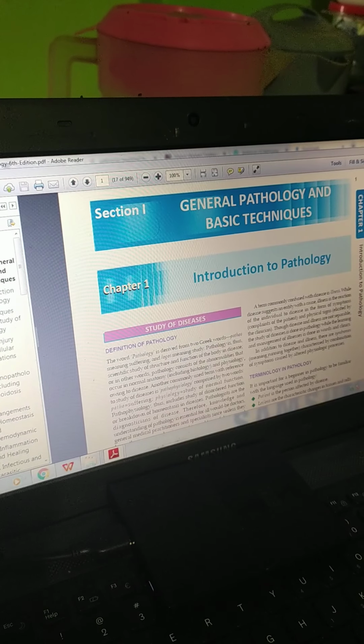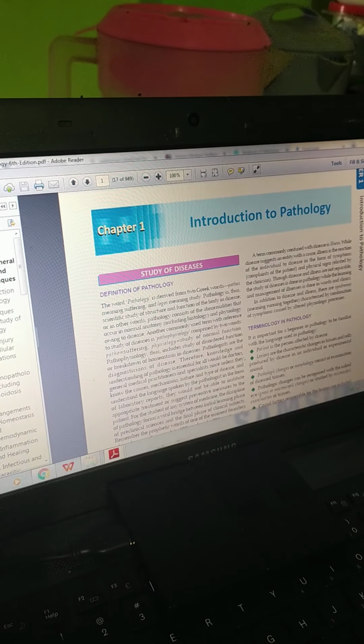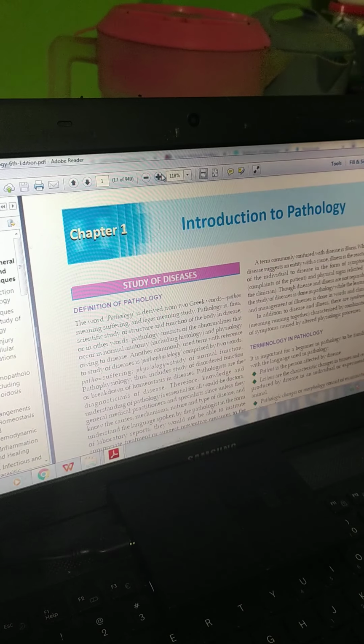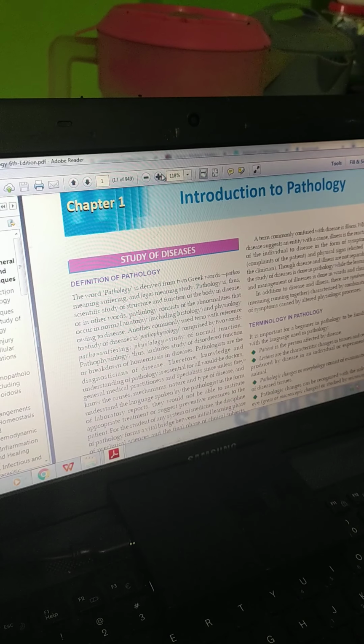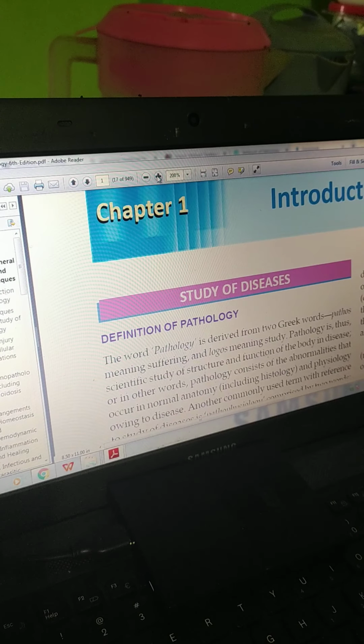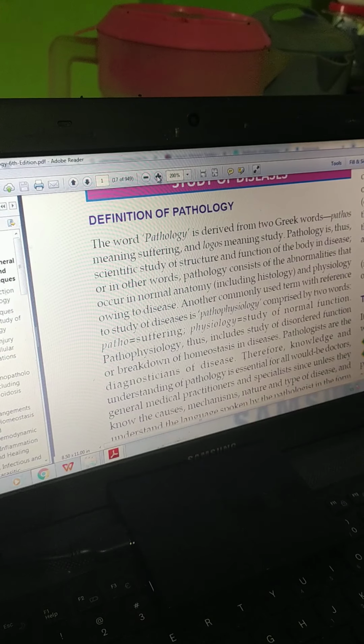General pathology and basic techniques. Introduction to pathology. Study of disease. Definition of pathology.